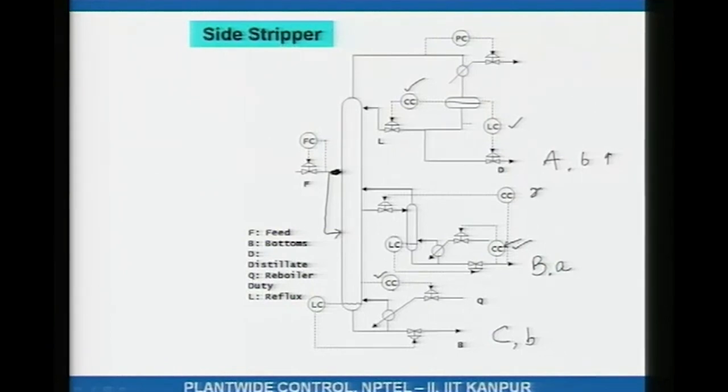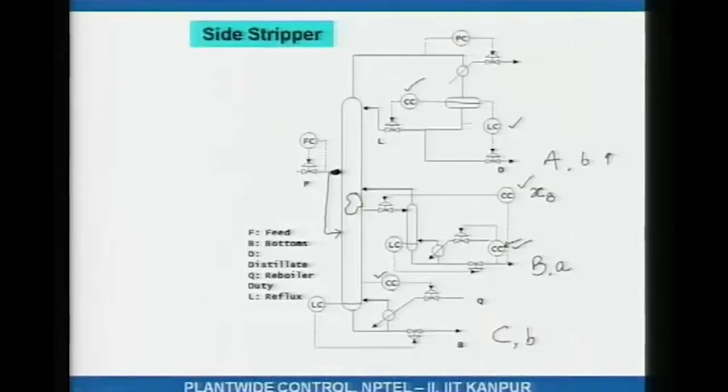What about this guy? Well, if the composition of B in the side stream is increasing, what that means is the B is accumulating towards this section of the column. I need to increase the flow rate so that that B which is accumulating in that section is taken out, finds a way out of the column. Okay. So, that is what this guy does.